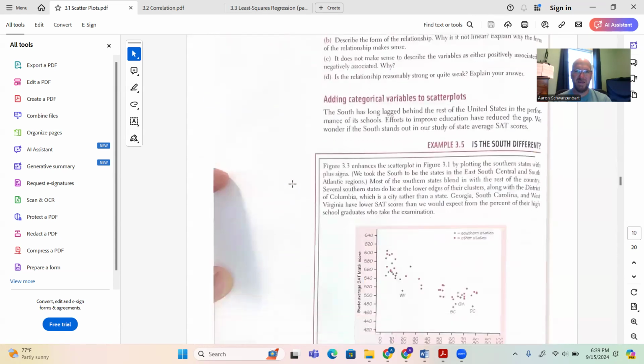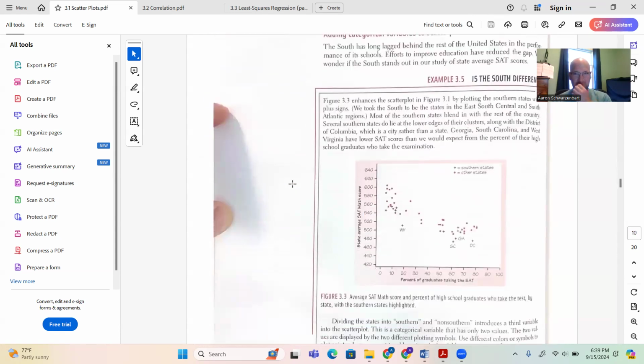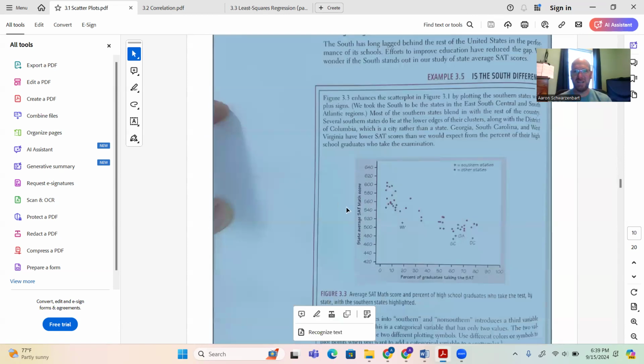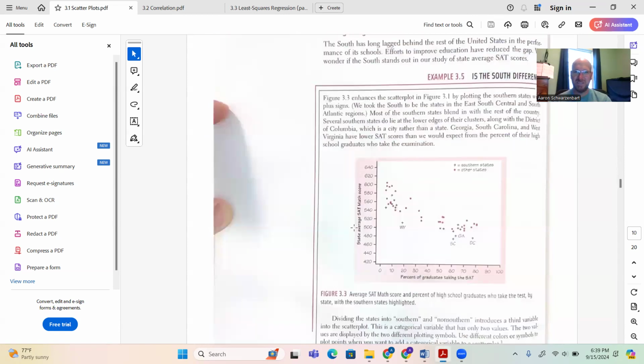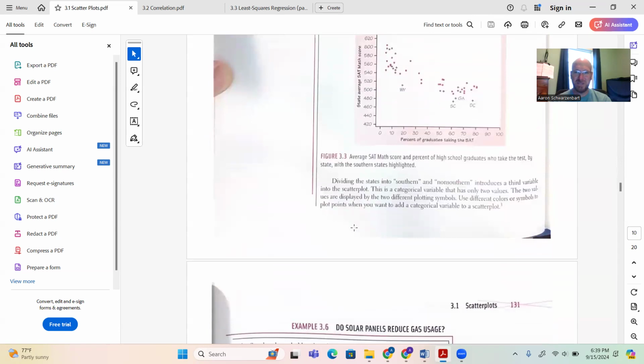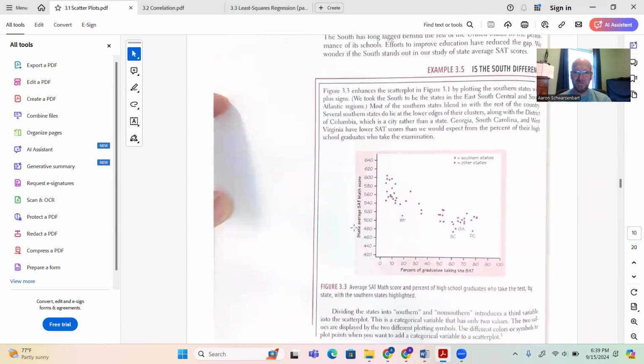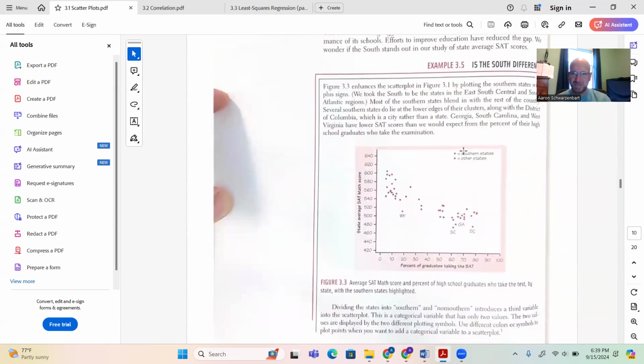Okay. Adding categorical variables. This is something I don't think you guys have ever done. So if you can't see this well, this is page 130 in the book. Notice that they labeled other states and southern states. So they just used a different mark to indicate 2 categories. They could have done this with like 4 marks or something.